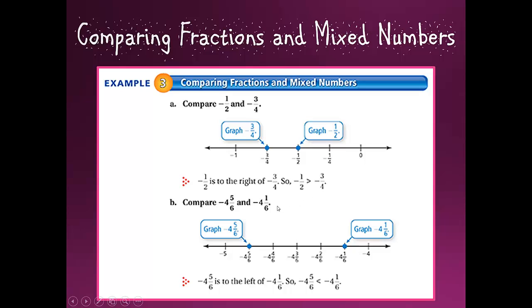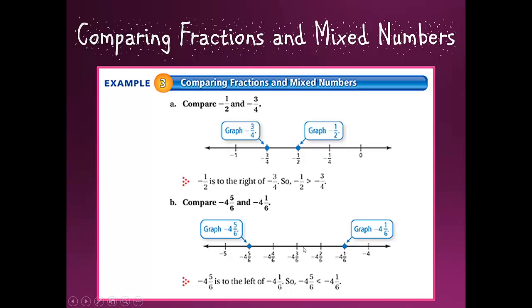For B, we're going to compare negative 4 and 5/6 and negative 4 and 1/6. So first we can graph both of our mixed numbers. Negative 4 and 5/6 would be right here on our graph, and then negative 4 and 1/6 would be graphed right here.